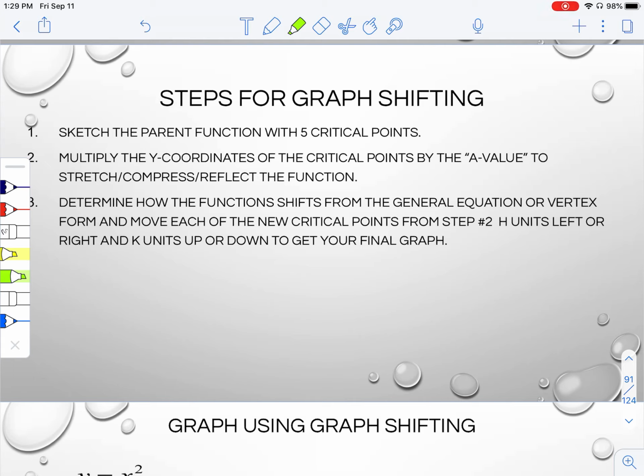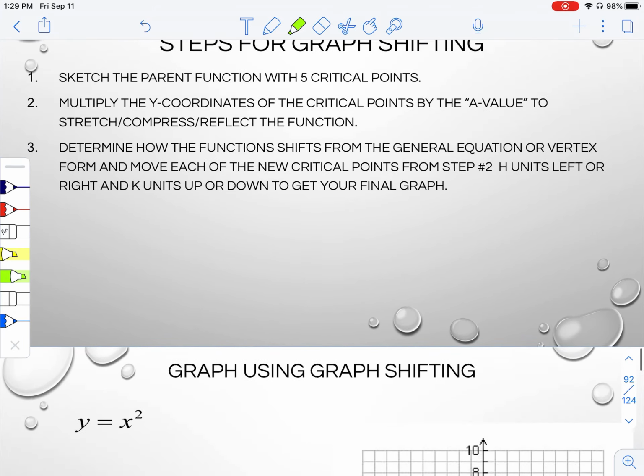Graph shifting steps. Again, we're going to sketch the parent function, put our 5 points there. If we have an a value, we're going to multiply the y coordinates by it to get our new points. And then obviously move it around however far up, down, left, or right we need to be.